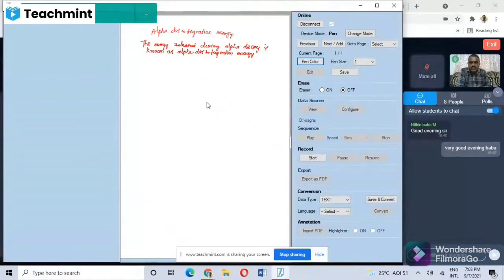Okay, thank you. So this is the basic definition of alpha disintegration energy. The energy released during alpha decay is known as alpha disintegration energy. So now, at the time of alpha emission, the emitting radioactive nucleus is normally at rest, having zero momentum. Hence, the total momentum of the final product in alpha decay must be zero.